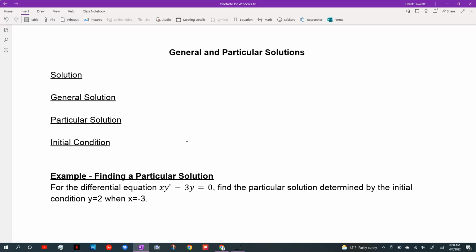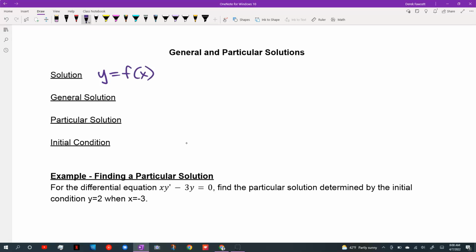So first of all, a solution is the original function. So the solution in this case would be y is equal to f of x. That's your solution, because if you're given a differential equation and you're asked to find the solution, that's what you're looking for, which is the original function.